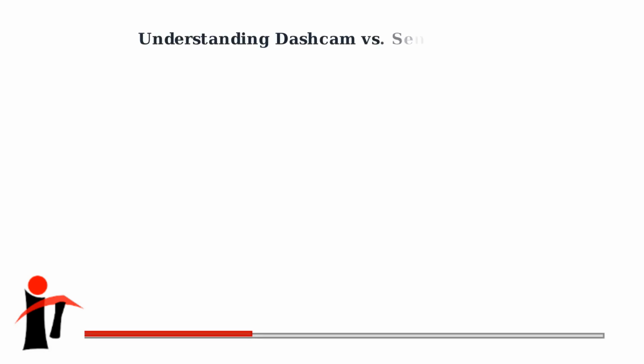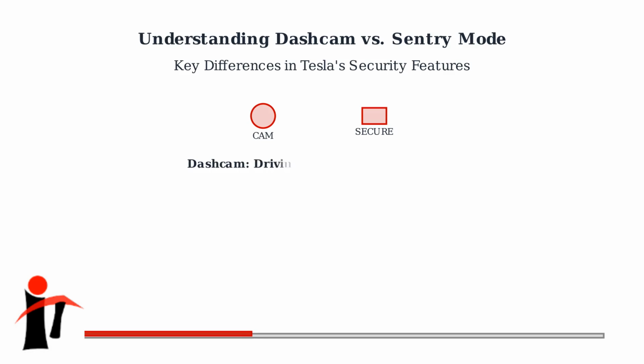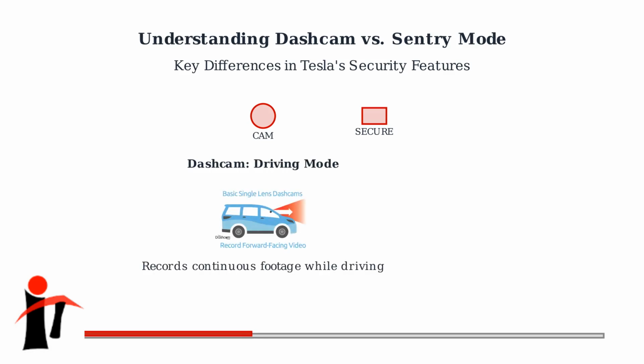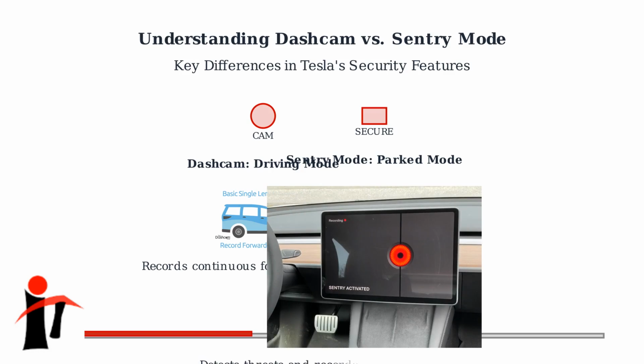It's important to differentiate between Dashcam and Sentry mode in Tesla vehicles. Dashcam focuses on recording while driving, providing continuous footage of your journey. This feature captures forward-facing video and can be useful for documenting road incidents or simply recording your drives. Sentry mode activates when the car is parked, using sensors and AI to detect potential threats around the vehicle. It records suspicious activity, such as motion within 16 feet, and can send alerts to your phone. This provides security surveillance for your Tesla when it's not in use.